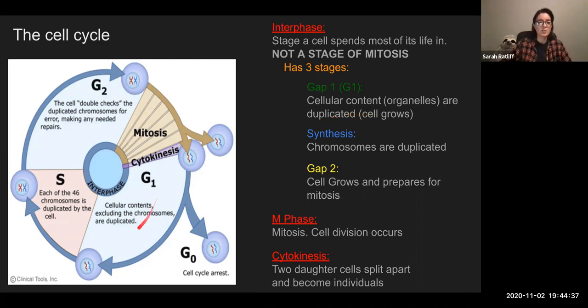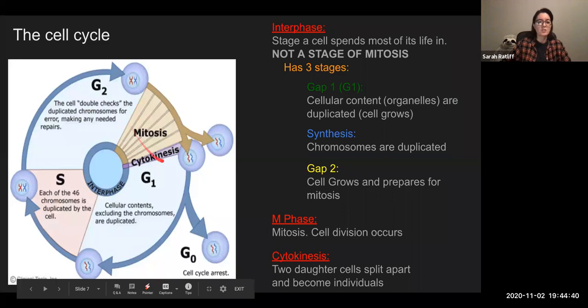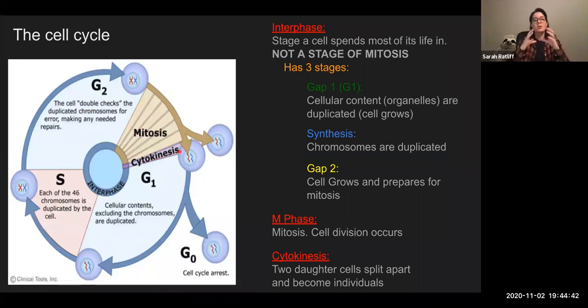So we went from G1, S, G2, mitosis, and then cytokinesis right here. This is when those two daughter cells finally split apart and become their own cells. They're individuals now. They were one that was stretching, duplicating, and now they've broken apart. They have separate membranes. They are individual.